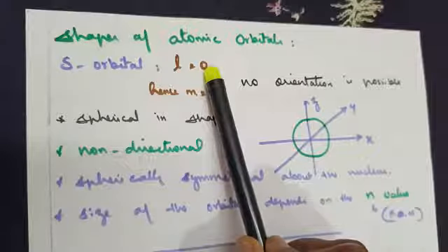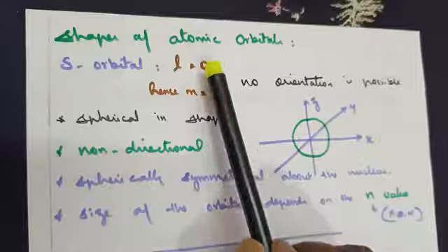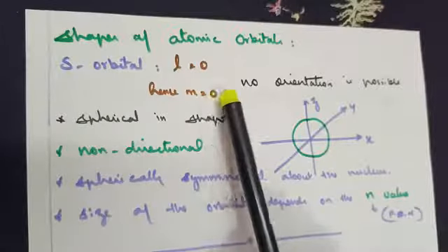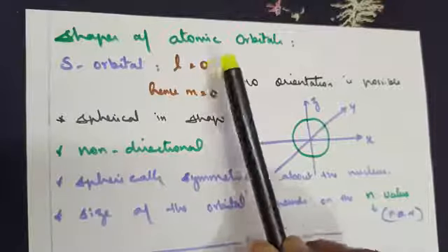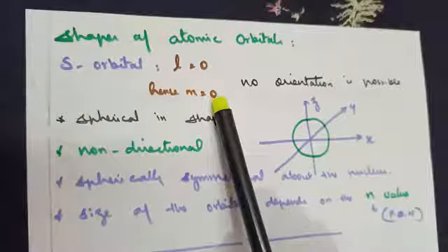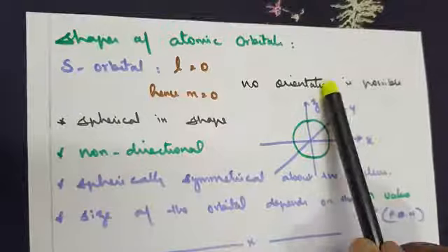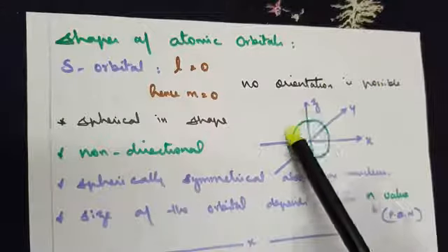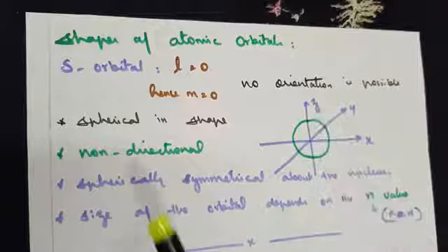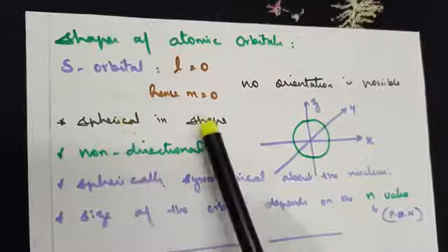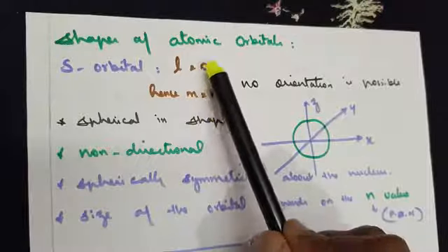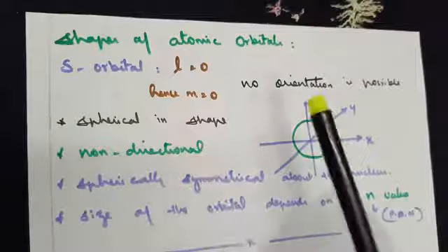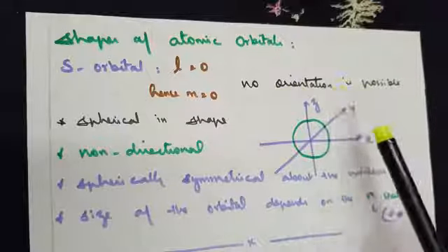Many times I repeated this in the previous classes. When l is equal to 0, the magnetic quantum number m is also 0. That is, no orientation is possible. Hence, the s orbital always is spherical in shape, and that's what I have written: spherical in shape. Why is it so? Because the l value is 0 and the magnetic quantum number value is also 0, so no orientation is possible.